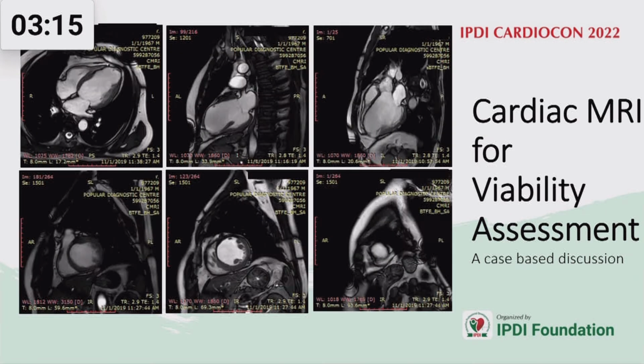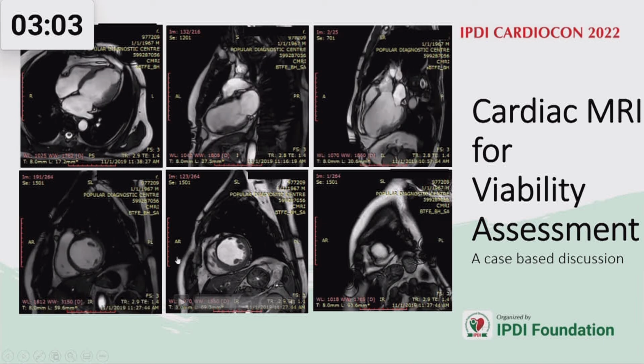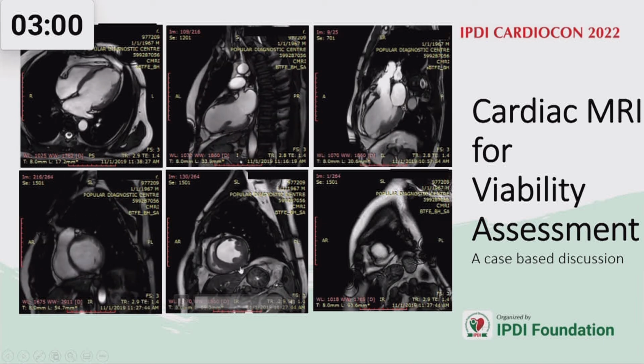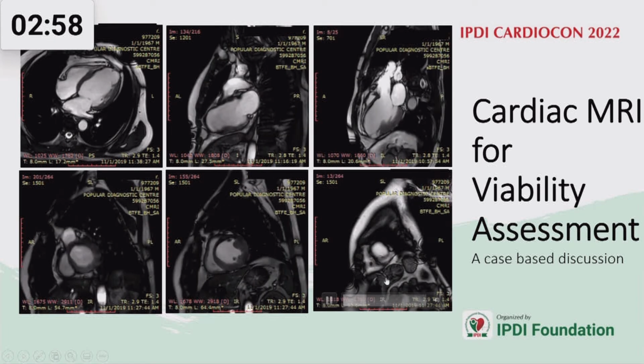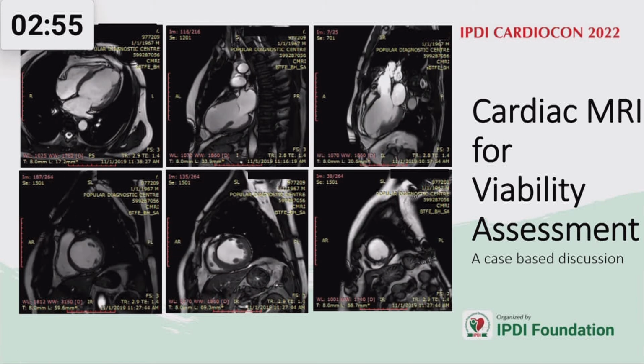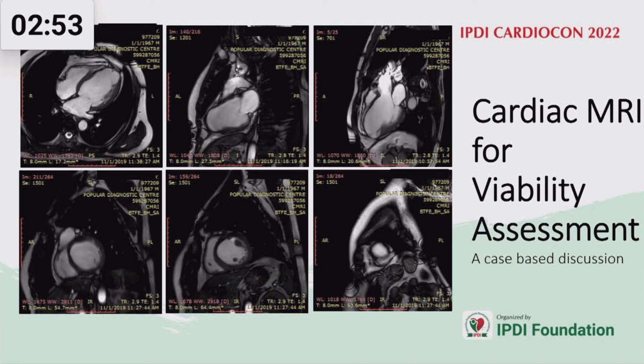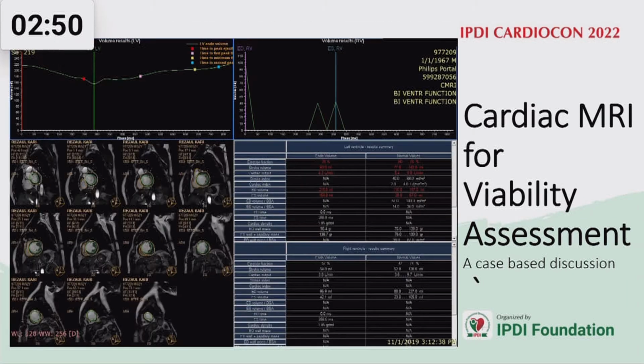and LV function. These are the images of 4 chamber, 2 chamber, 3 chamber, and you can see the short axis in mid, base, and apical segments. You can see the anterior and interseptal wall is hugely akinetic, and the apex is mostly akinetic. We went through the quantitative assessment of LV, and severe LV systolic dysfunction was there. RV was normal.